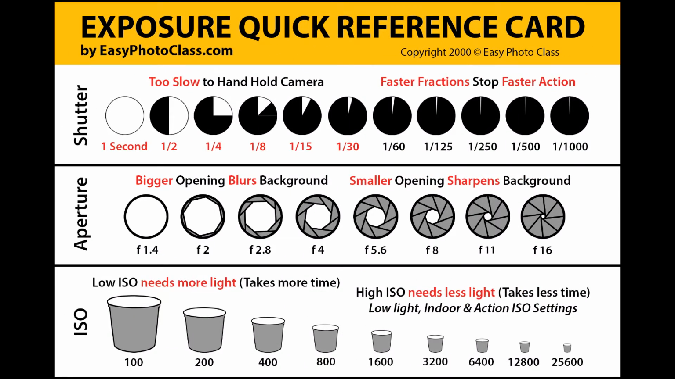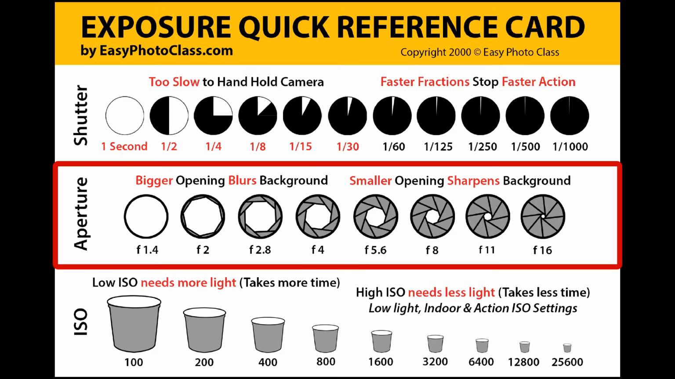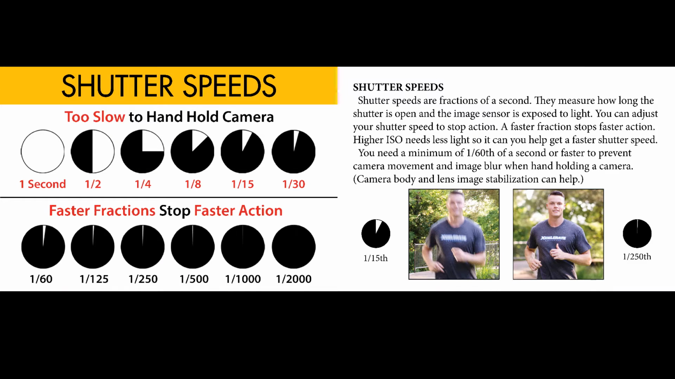Our Exposure Quick Reference Card visually illustrates the shutter speeds that stop action, the lens openings that blur or sharpen the background, and the ISO settings that help take photos in low light. We also have an illustration card and explanation card for each of the three exposure settings.